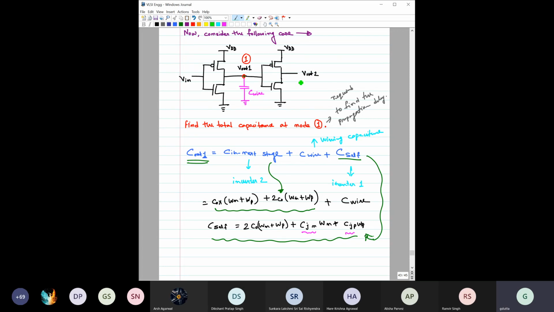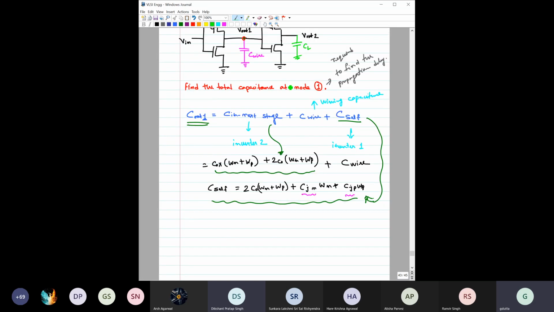Maybe for the second one, you are not connecting any inverter as load, but it may be driving some other capacitive load. Then we can consider accordingly: here C in of the next stage would be equal to CL. Similarly, if there is some wiring capacitance, it should be considered, as well as C self, right?